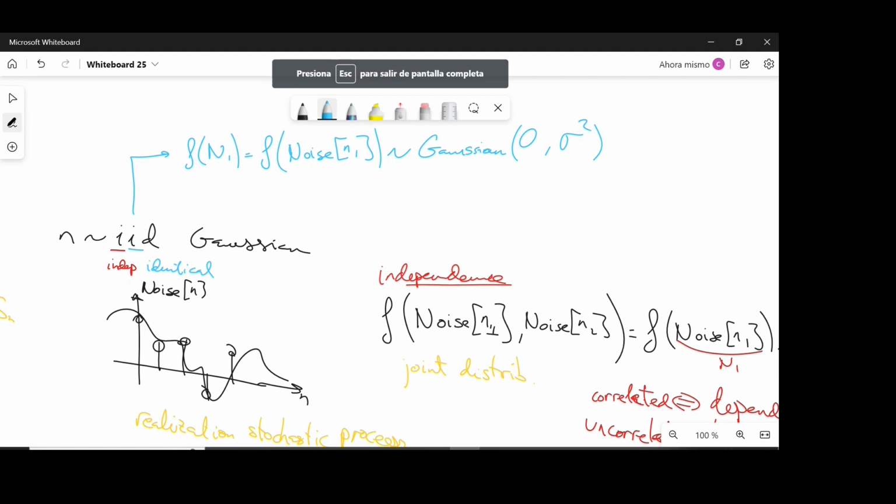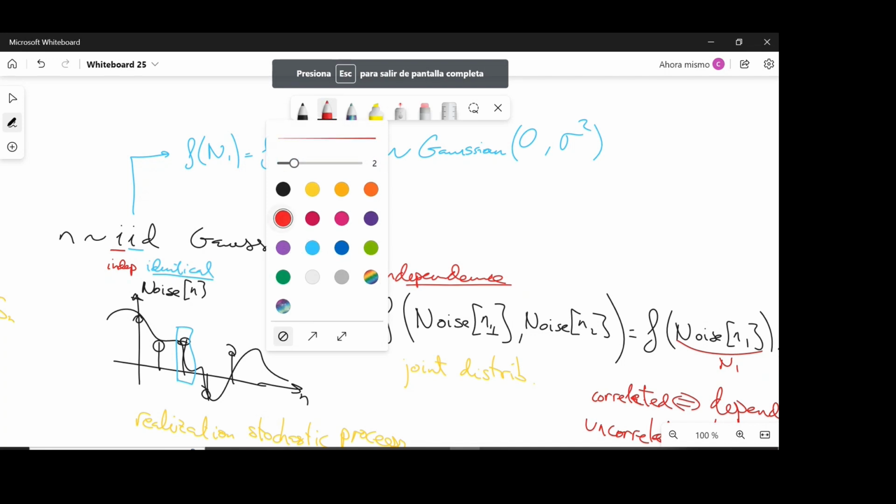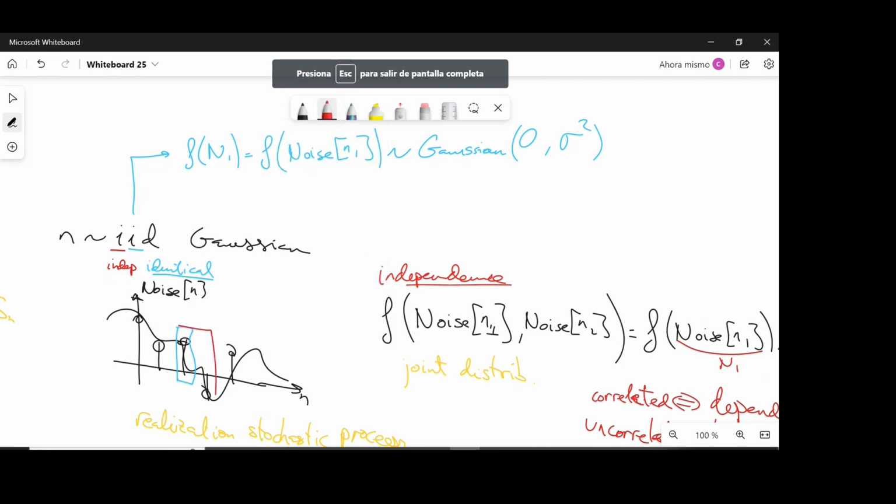When you define noise, you have to define what is the distribution of one of the samples, while independent means what happens with pairs of variables. So one refers to just one sample, the other one refers to pairs. I have drawn two consecutive samples. It could be this one and this one. So what happens with pairs of samples?